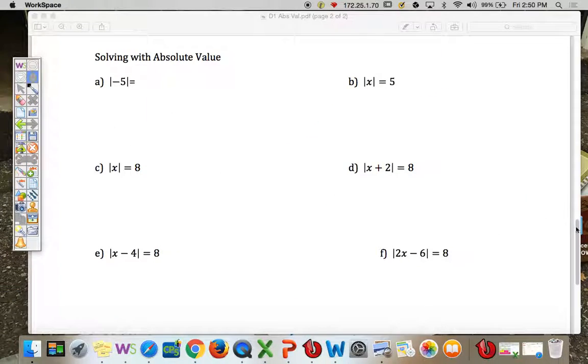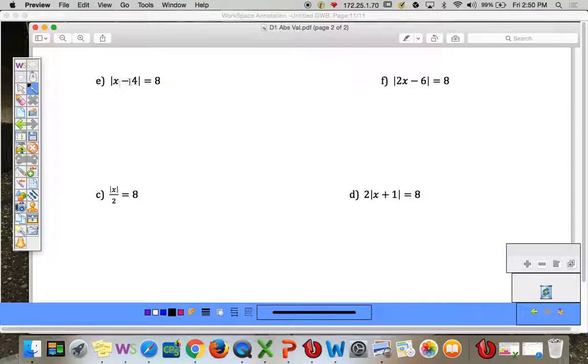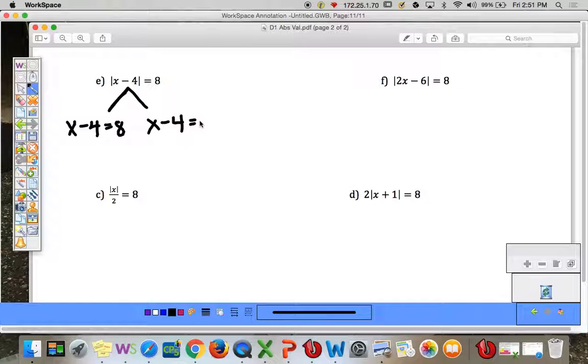Let's take a look at E and F. All right, so in E right here, X minus 4 is a number. And that number can be 8. So X minus 4 can be 8. And X minus 4 can be negative 8. Because again, inside this absolute value, you can get the two different answers.